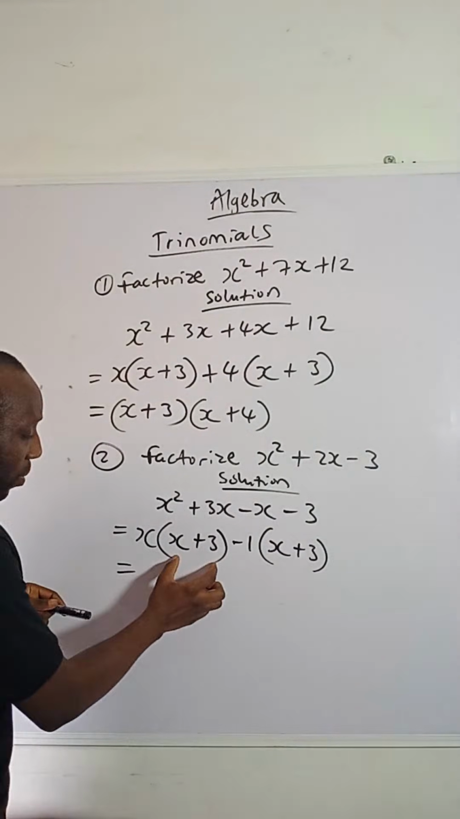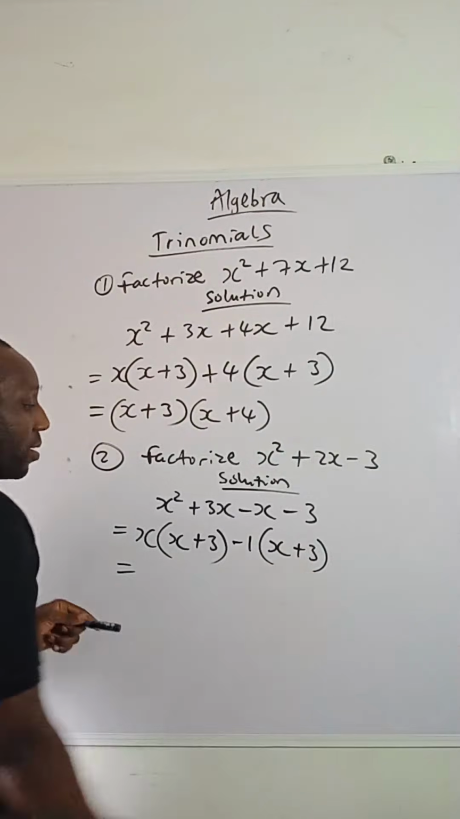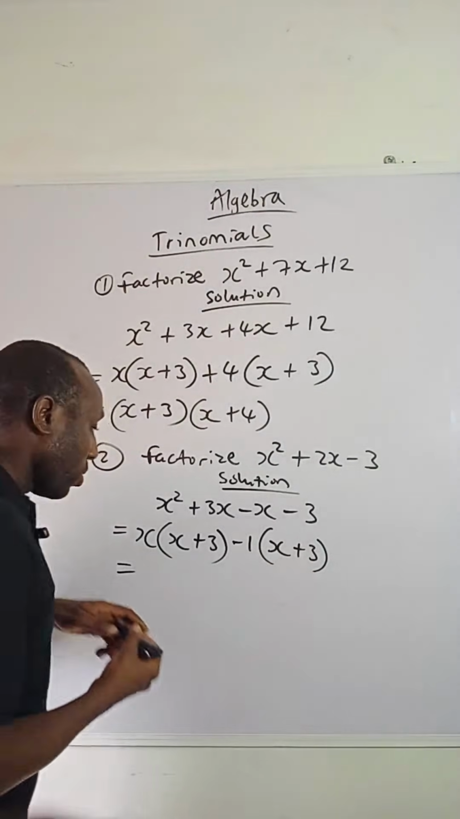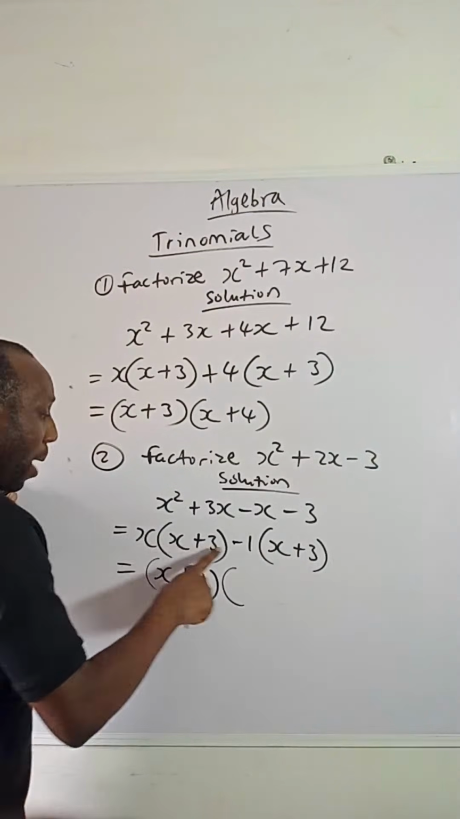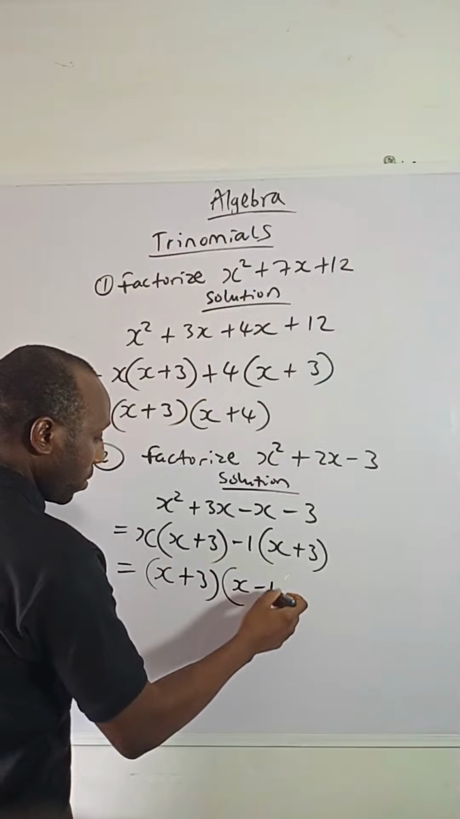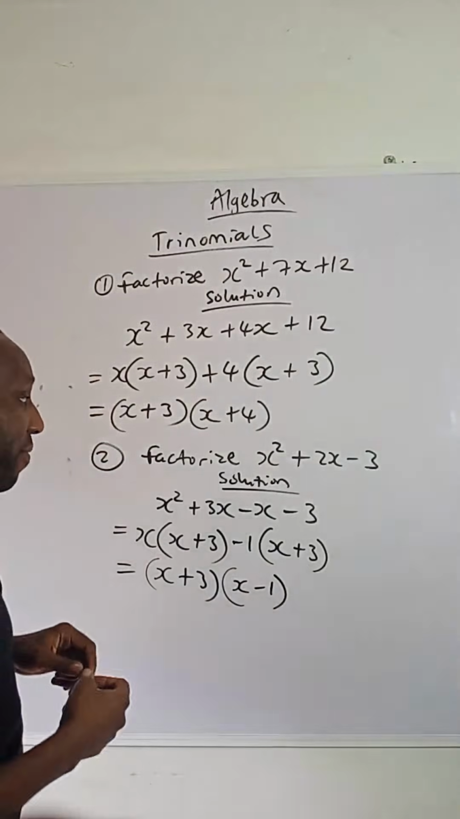So you see that we have x plus 3 here and we have x plus 3 here. So we factor that out again. So you're going to have x plus 3 in bracket, and then what? X minus 1. So this is going to be the final result.